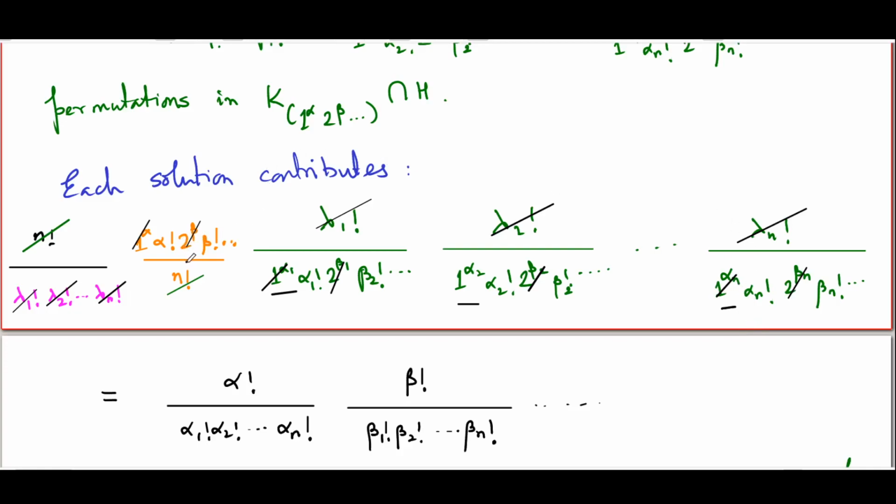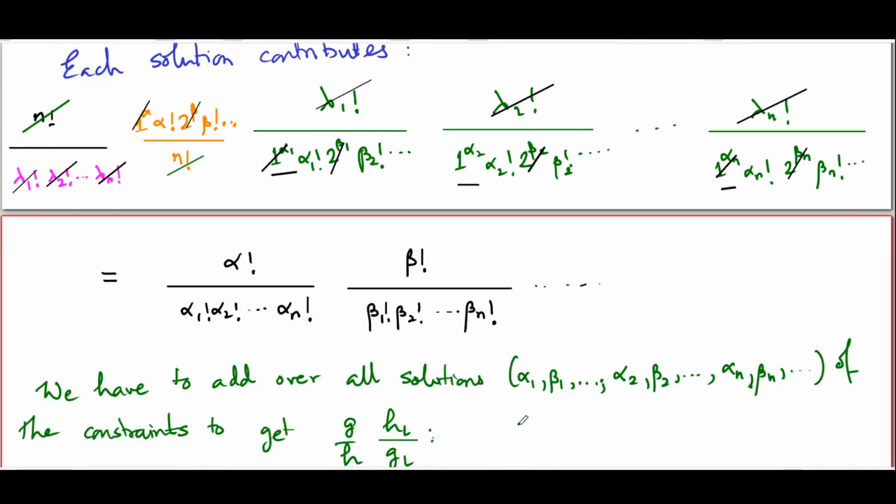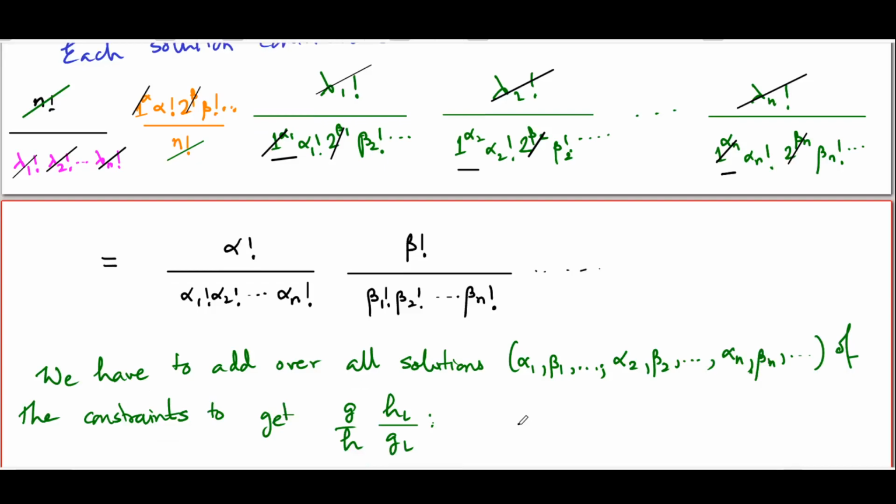So all that survives ultimately for the contribution for this particular solution is alpha factorial times beta factorial times gamma factorial and so on, divided by alpha 1 factorial, alpha 2 factorial up to alpha n factorial, then beta 1 factorial, beta 2 factorial up to beta n factorial, and gamma 1 factorial, gamma 2 factorial up to gamma n factorial, and the rest. Of course, what we need to do is add over all solutions of the constraints to get the contribution that we want, that is G by H times HL by GL.